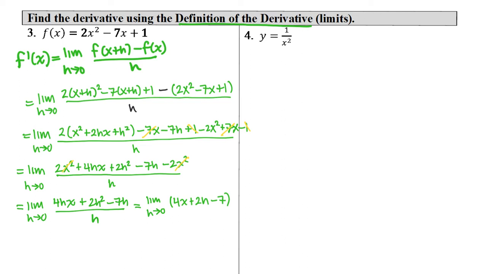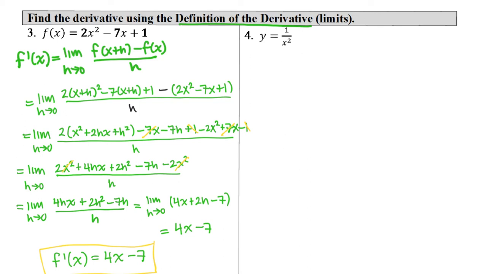Okay, after all that work, now I'm going to evaluate the limit as h approaches 0. So I'm going to plug in a 0 right here. And I'm going to get, what is that, 4x. 2 times 0 is 0 minus 7. So the derivative of f of x is 4x minus 7, or I could say f prime of x is 4x minus 7, and I use the definition of derivative to find it.